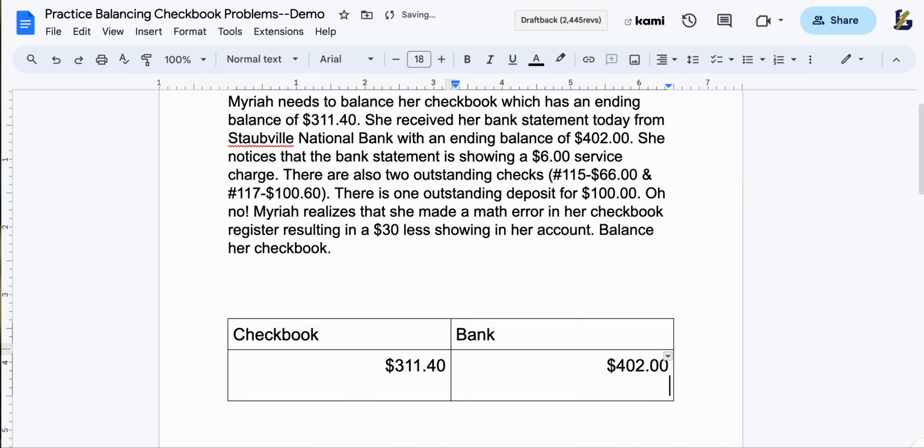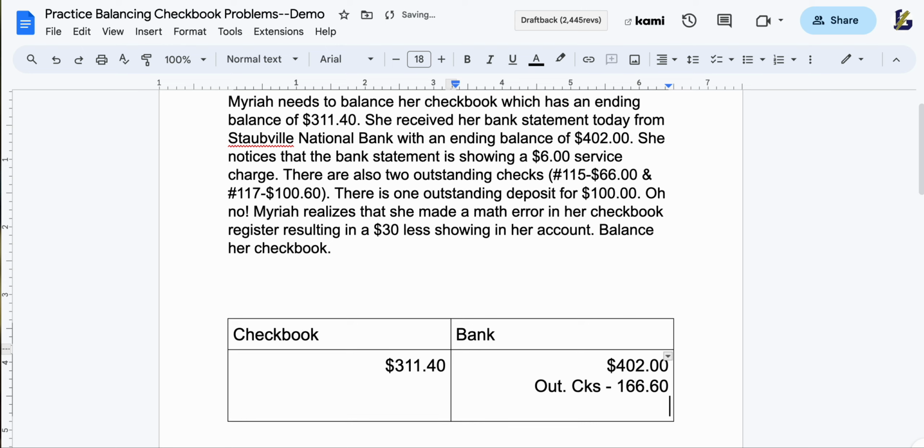So for outstanding checks, we subtract those from the bank side. I'm just going to total that up, 160 and 66. And when I subtract this out, the new total is $235.40. I take a look again, and I'm still not balanced between the two. So something else must be wrong.